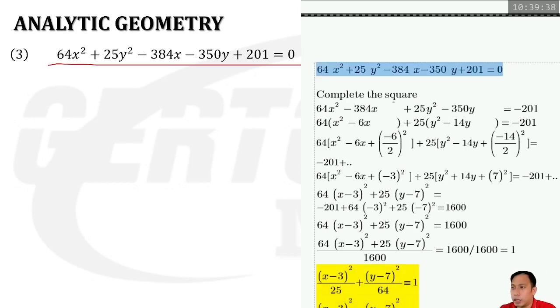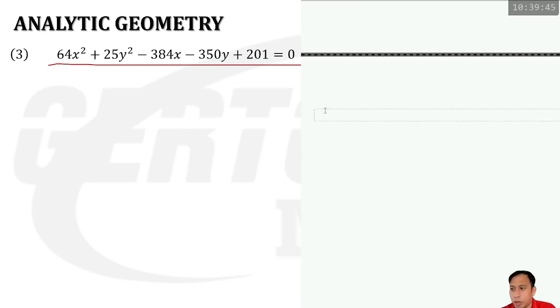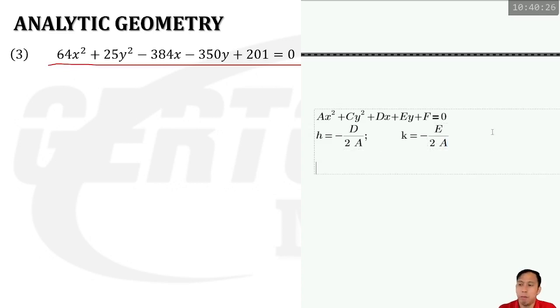But meron ding shortcut ito. If the ellipse is written in this equation, ax squared plus cy squared plus dx plus ey plus f equal to 0, if it's written in that form, yung h is always equal to negative of d over 2a, and yung k naman is negative of e over 2c. So, pwede ganito.